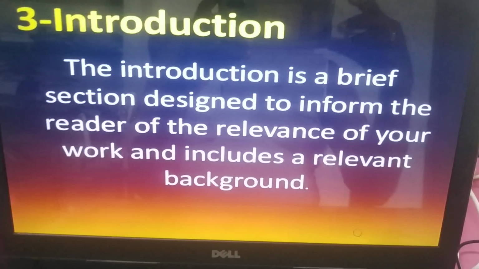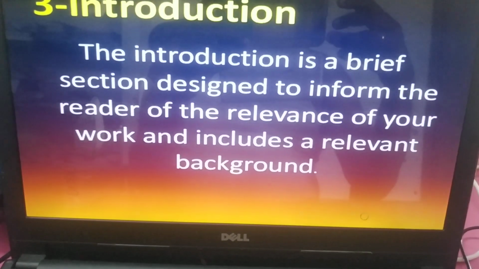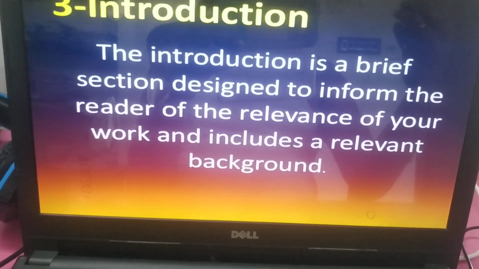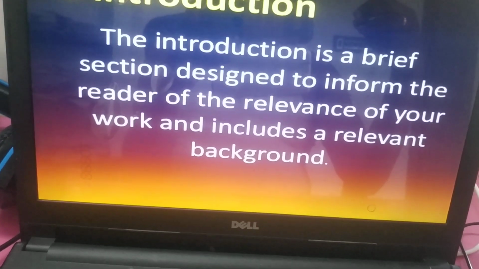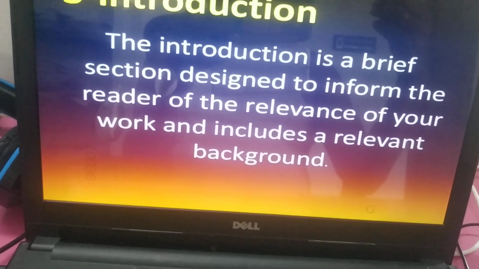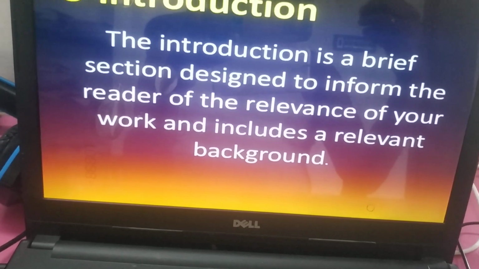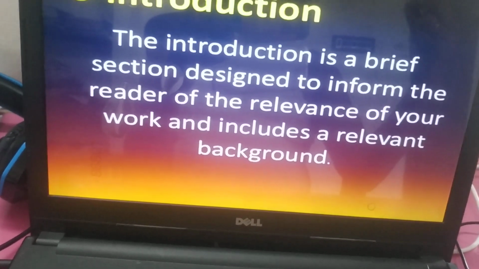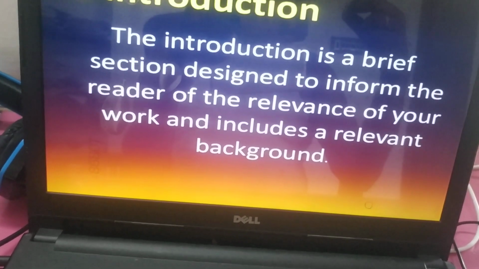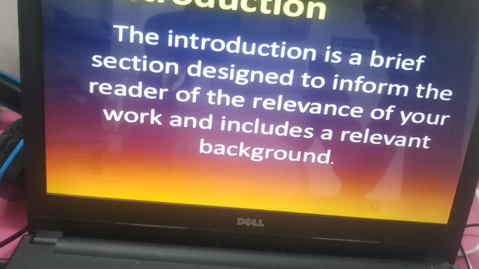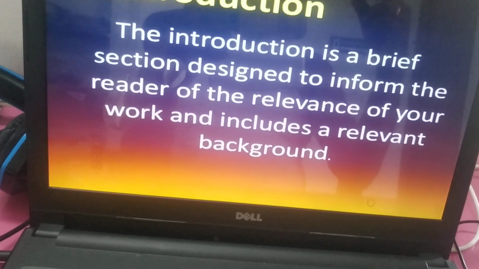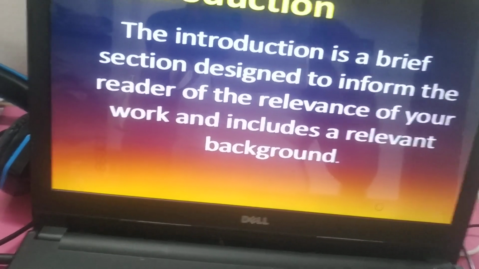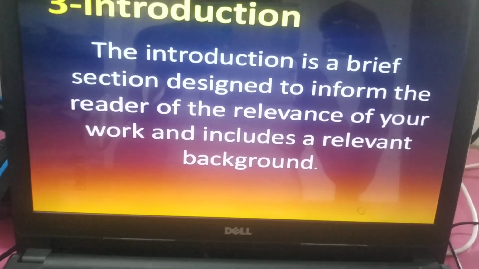Introduction. In the introduction part, you are introducing your subject. Suppose you are going to a conference, and some expert is talking there, invited as an expert. Before he talks, the organizers introduce him. What is his caliber? We call it a brief biodata about the speaker, the invited speaker.